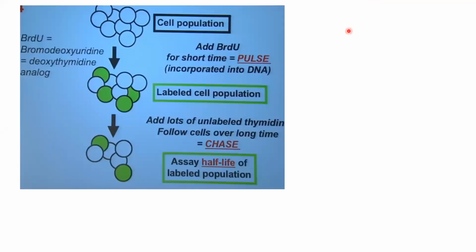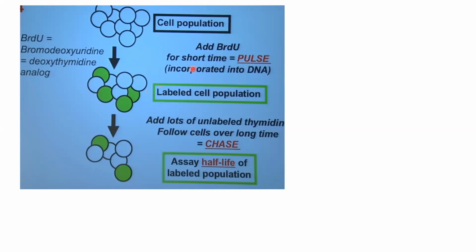Okay, now this is actually a figure that shows the pulse chase experiment. In this pulse chase experiment, we have a cell population growing, and then you add BrdU. Now, what is BrdU? BrdU is bromodeoxyuridine. This is an analog of deoxythymidine. It incorporates into the DNA of the cell, and you give a very short pulse of it. You have the cells labeled.